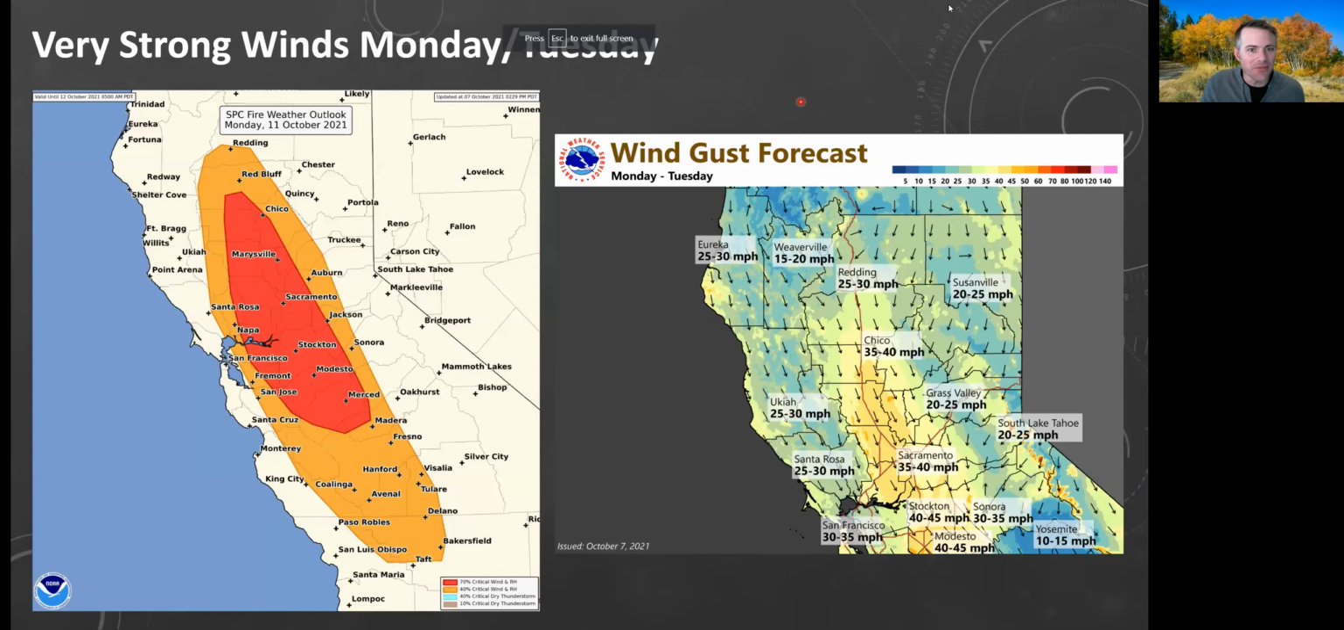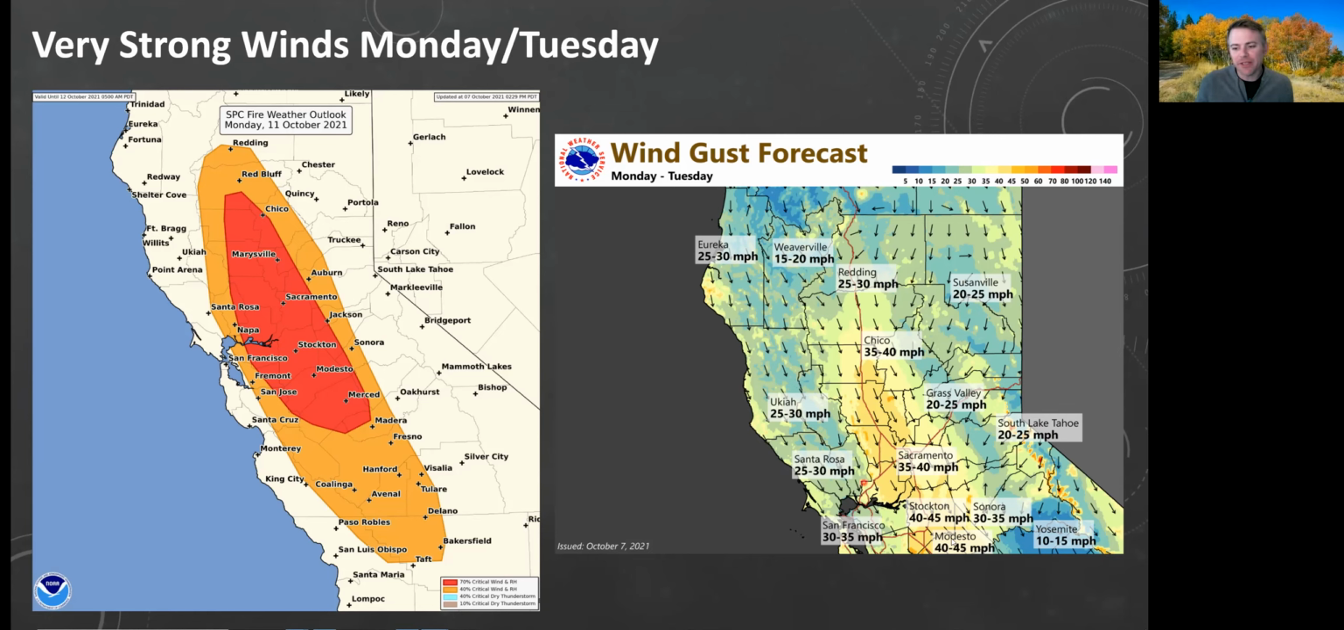But here's what is relevant, since I won't see you again until next Friday or so. This Monday morning, or this coming up Monday through Tuesday, we are going to have a very strong wind event for the Central Valley here.